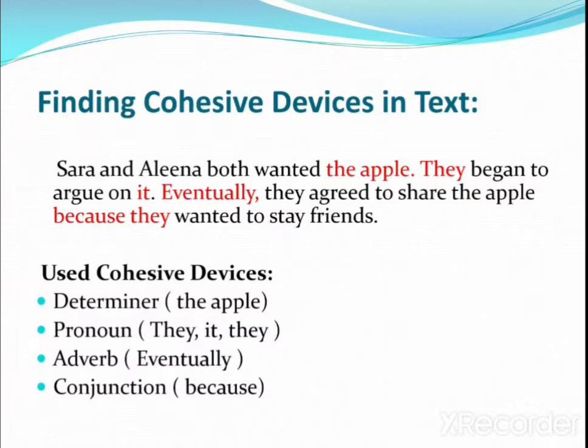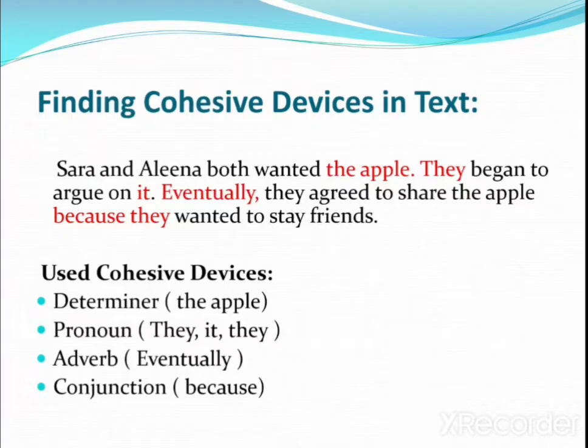Now, the cohesive devices used in these lines are determiner, pronoun, adverb or conjunction. Sarah and Alina are main nouns. Both wanted the apple. So in 'they wanted the apple', the word the has specified the apple. So the word the is a determiner over here. They began to argue on it.